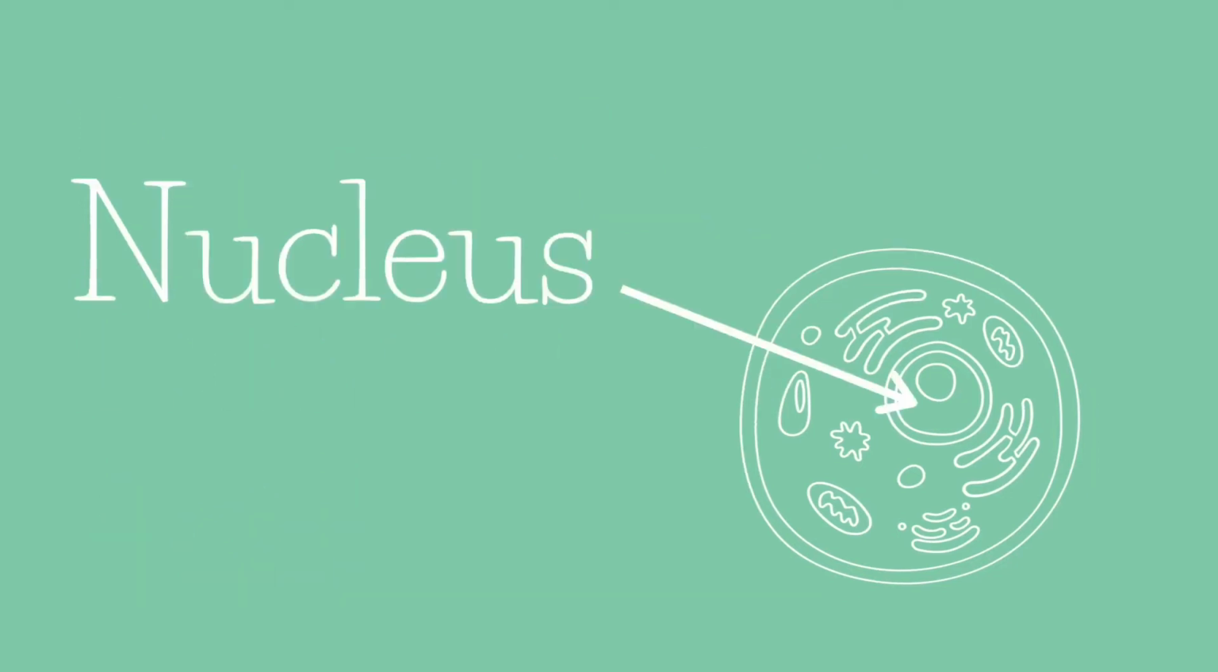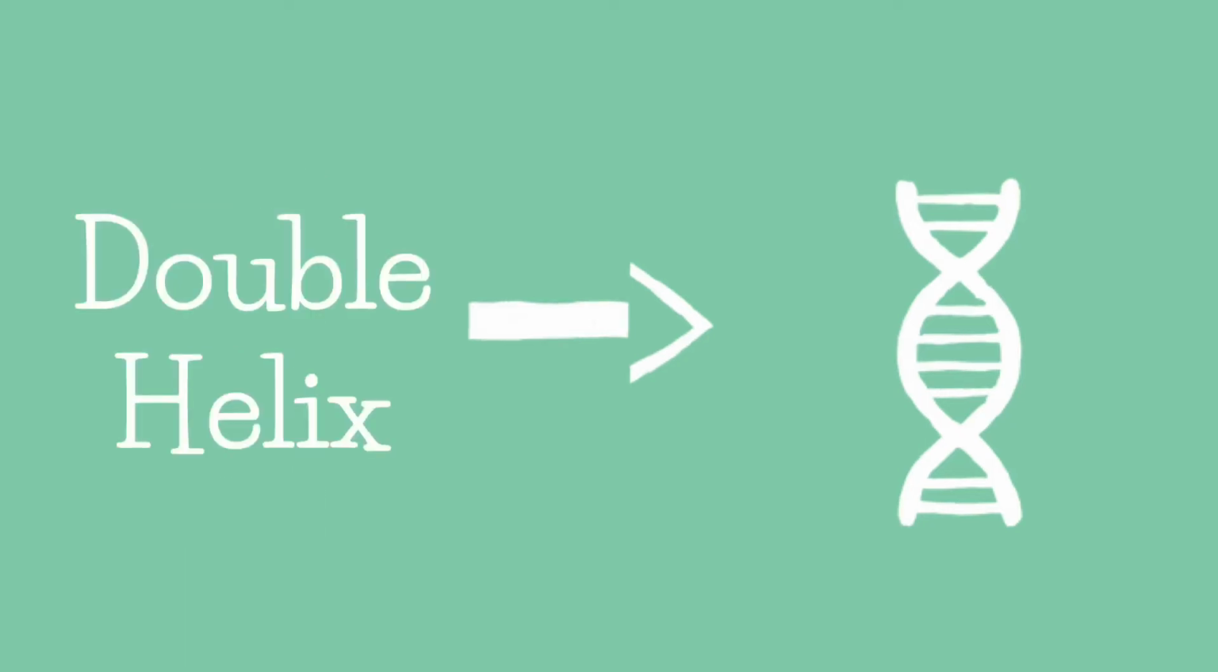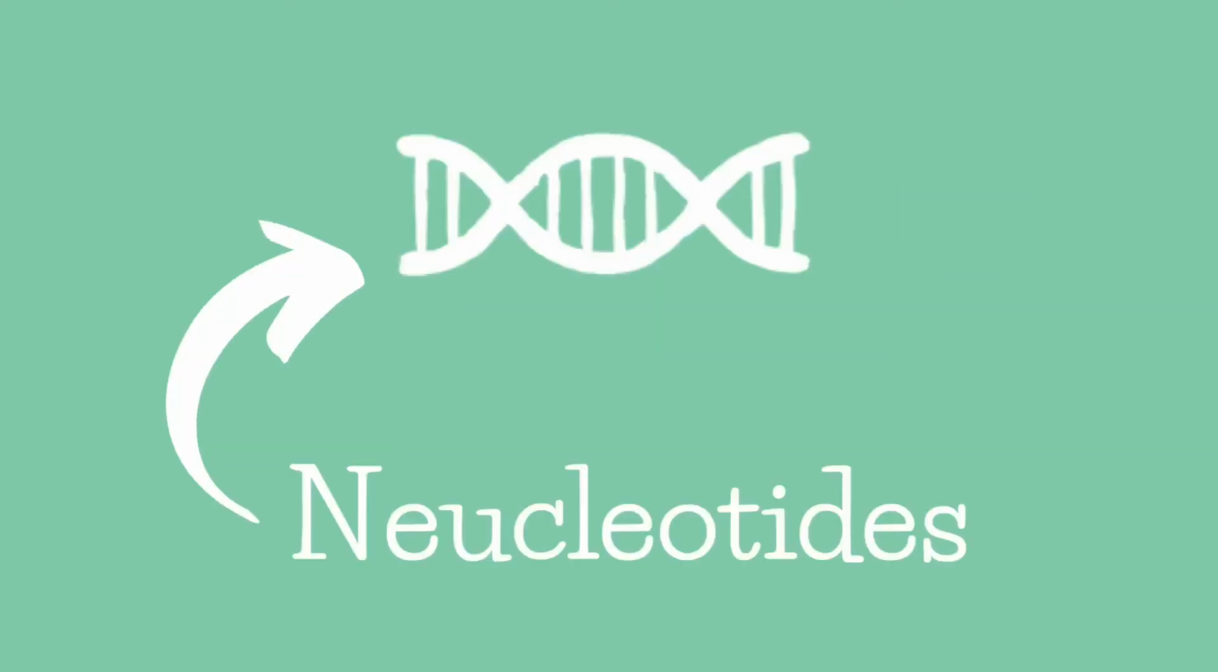DNA molecules are made of two single strands bound to each other in a structure that looks like a ladder. And then this ladder is twisted into a shape known as a double helix. This kind of looks like a spiral staircase. The strands are made up of molecules known as nucleotides.